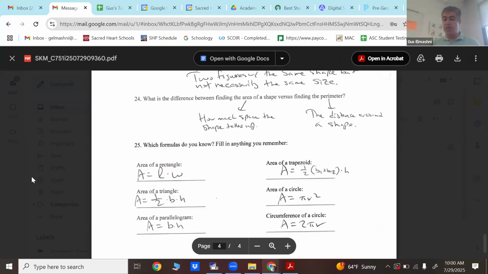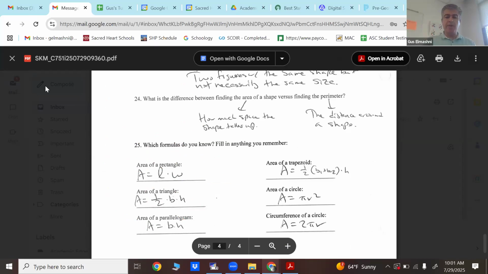Length times width is rectangle. Half times base times height is triangle. Just base times height for parallelogram. Trapezoid are those. We're going to do diagrams of these when the time comes. Pi r squared is for area of a circle. 2 pi r is circumference. That's the distance around a circle, is 2 pi r.